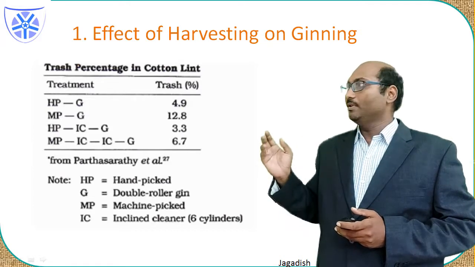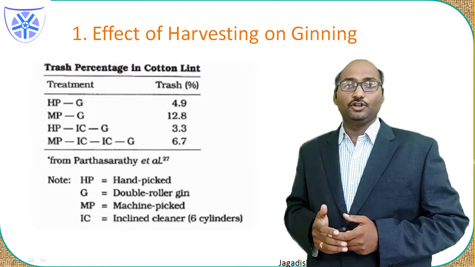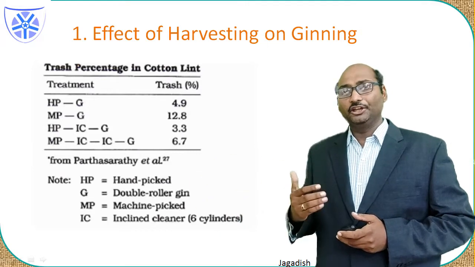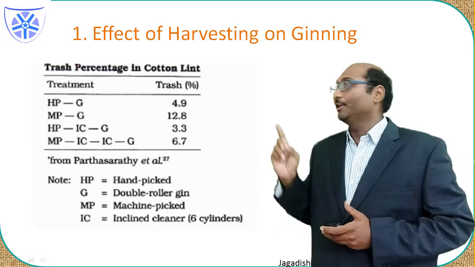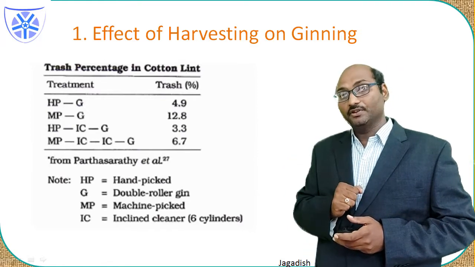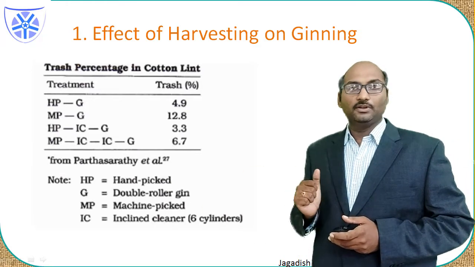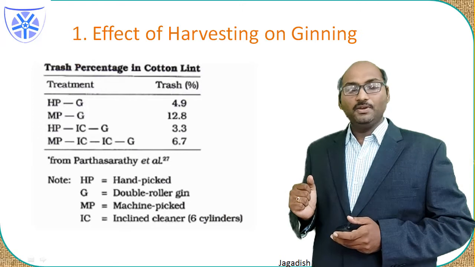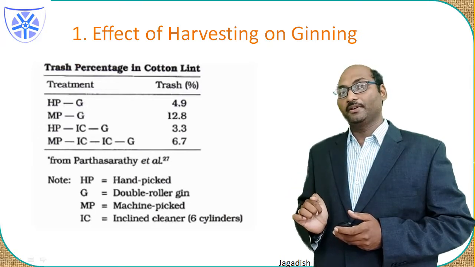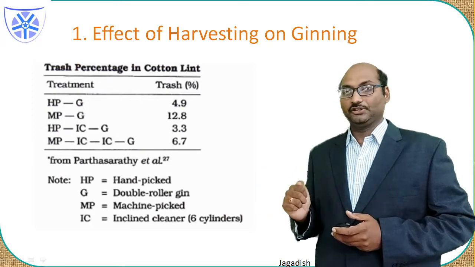So that is the reason we have a stick machine, inclined cleaners and various other cleaners in the ginning process. During ginning, pre-cleaning and post-cleaning are the major means of removing this trash percentage. If people are able to avoid this trash during picking and harvesting itself, obviously it will be a very good condition for the spinner. Otherwise, it is very difficult for him to remove these trash particles in the next stage.